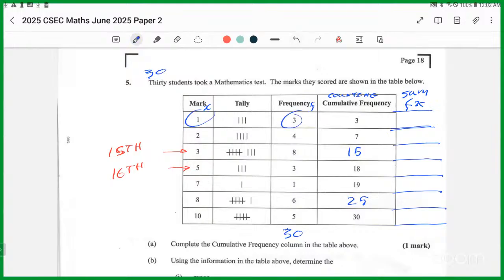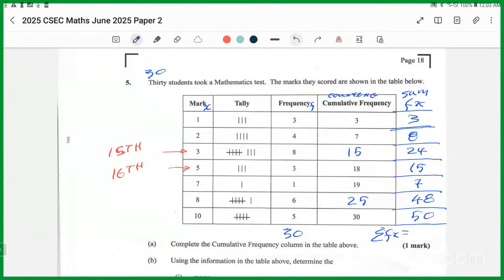So 3 times 1 is 3. 4 times 2 is 8. 8 times 3 is 24. And 3 times 5 is 15. Then 1 times 7 is 7. Then 6 times 8 is 48. Then 5 times 10 is 50. And then this gives us the sum of fx, the sum of all the scores.